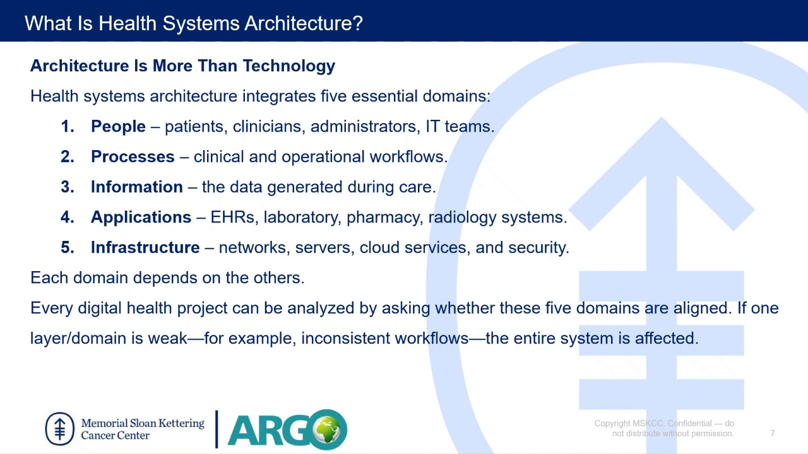So each domain depends on others. Technology alone cannot improve healthcare. An advanced electronic health record system, for instance, implemented without trained users or standardized workflow, will still provide poor quality data. But architecture succeeds only when these five domains are designed as an integrated whole and complement each other.